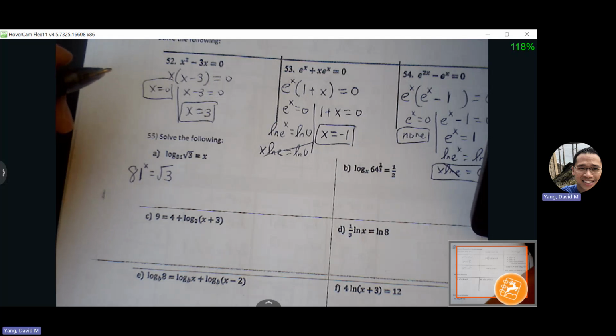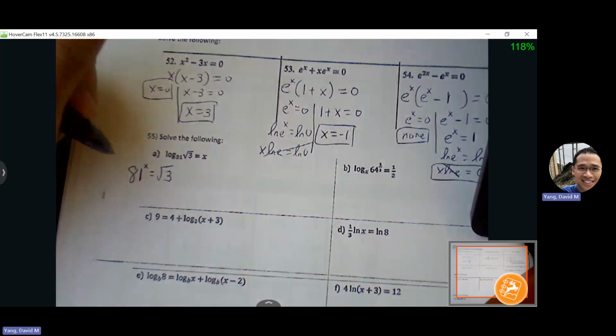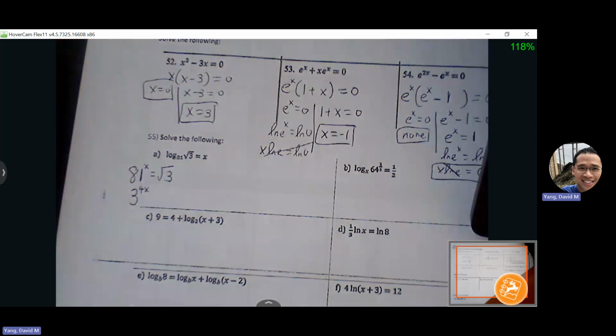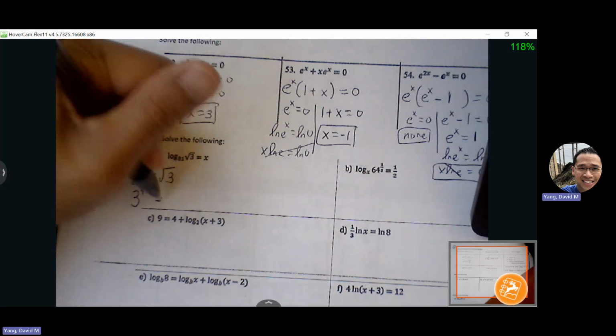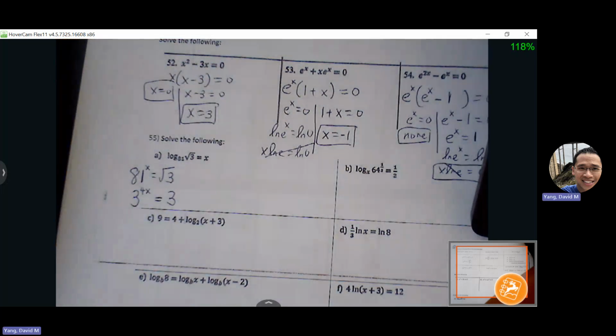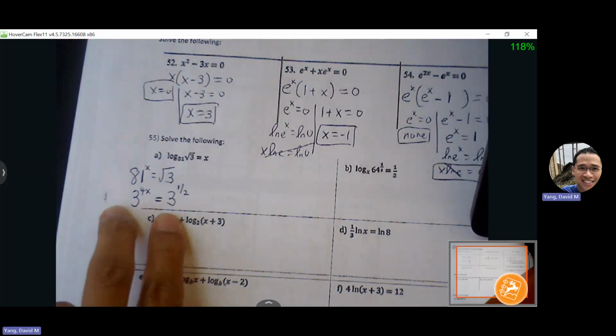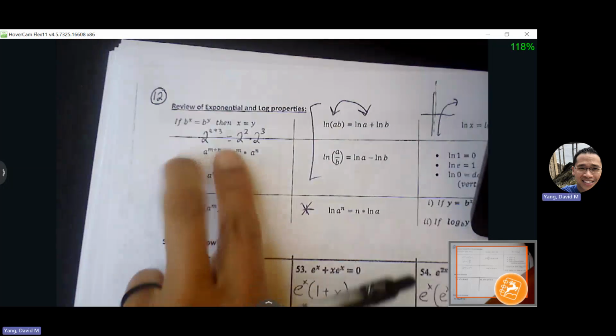3 to the 4th, yeah, because 3 times 3 is 9, 9 times 9 is 81. So 3 to the 4th, and then I can leave that x there. And then root 3 can be written as 3 to what power? 1/2, right?